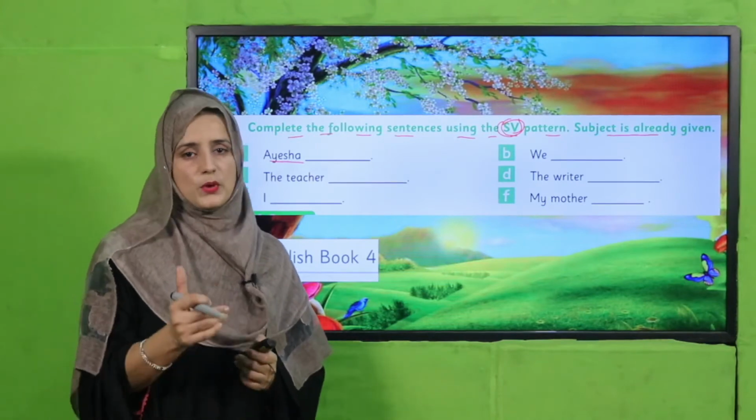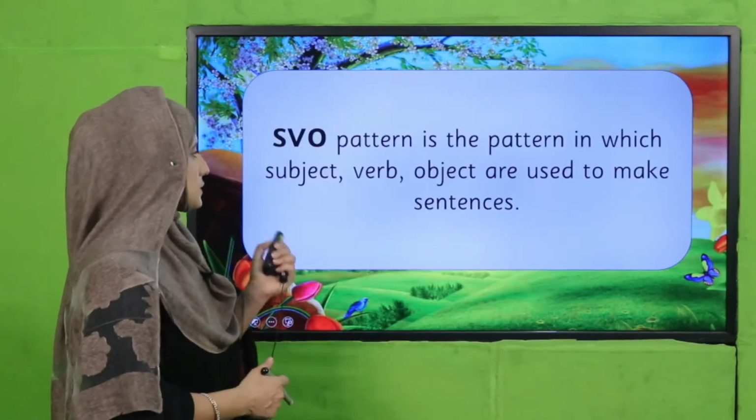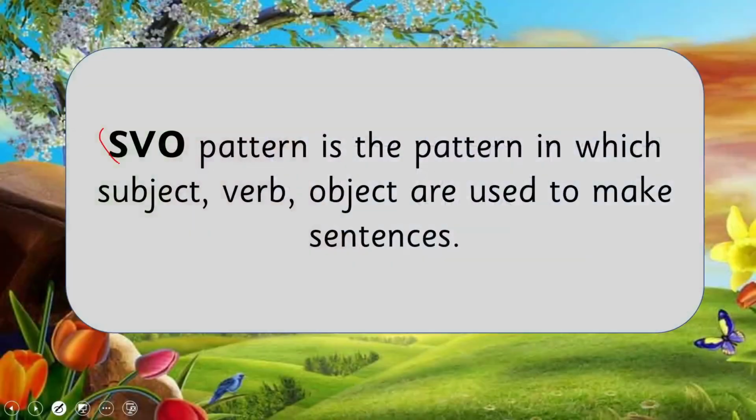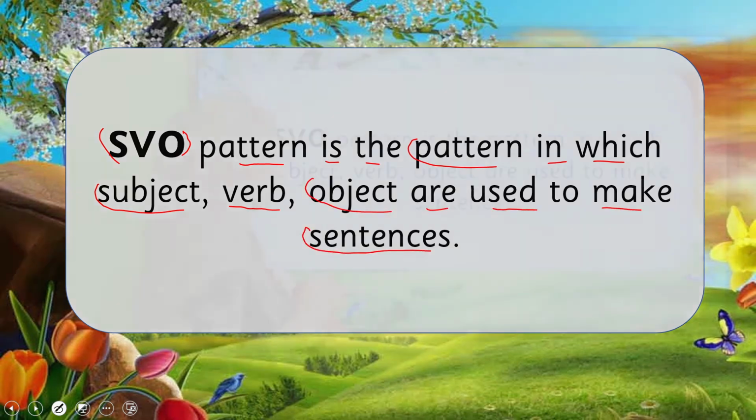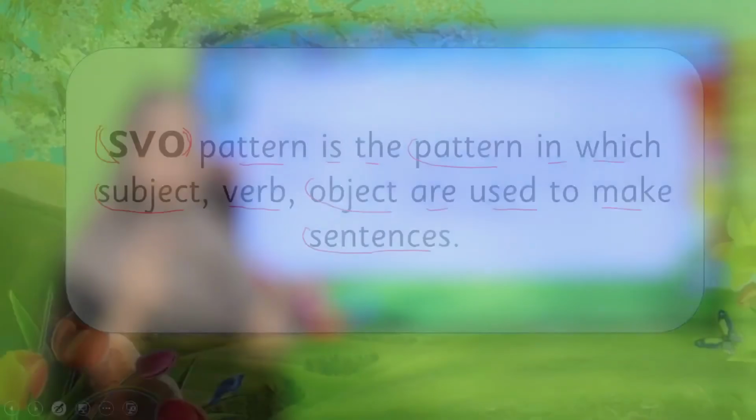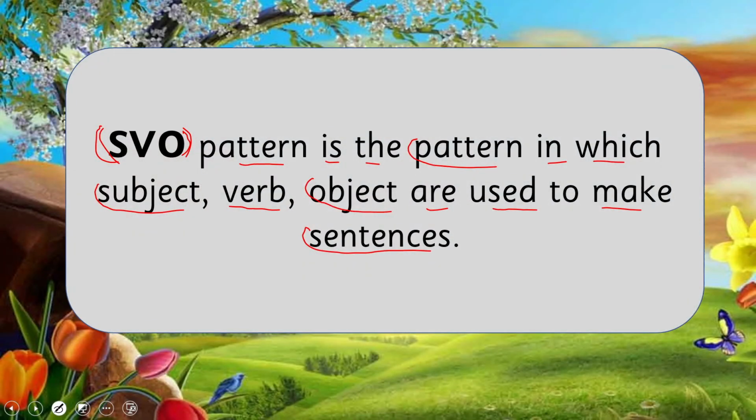Excellent job. I hope you have done it in a good way. So let's see what the next structure is. SVO. The SVO pattern is the pattern in which subject, verb, and object are used to make sentences. Yes, my dear students, in the SVO pattern we can find three things: subject, verb, object. S is for subject, V is for verb, and O is for object.